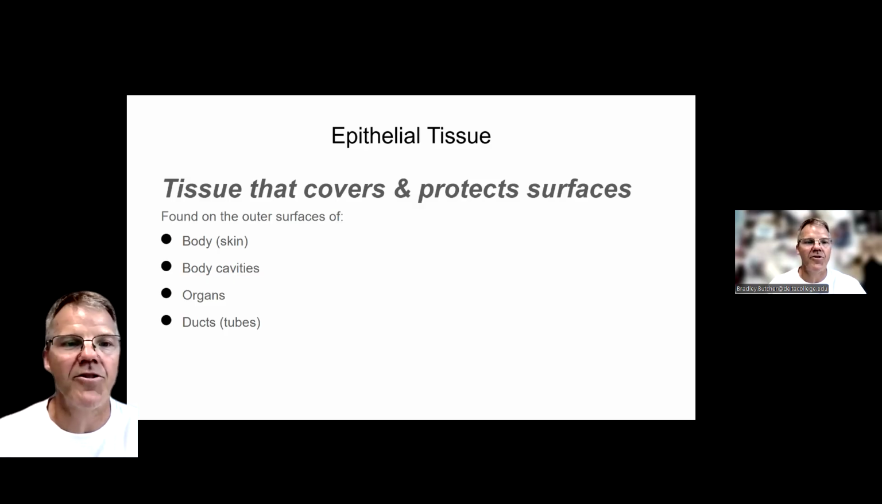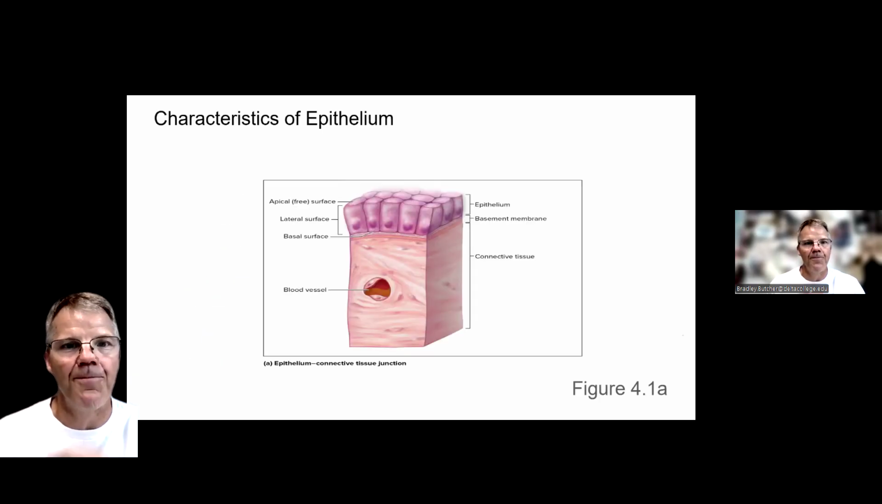Some of that epithelial tissue is actually releasing or secreting products into the body. And then vessels, all of our blood vessels are covered with epithelial tissue on both the outside and the inner lumen of those vessels.